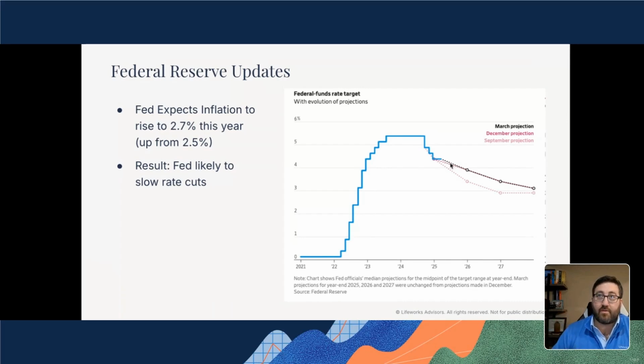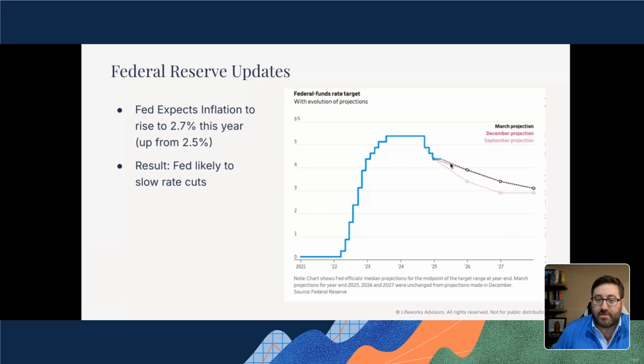One of the big updates from the Federal Reserve is that they didn't flat out come in and say, hey, we expect a recession in 2025, which some of the news articles out there may have you think. But basically, they did come out and say that they're expecting slower growth and a little bit more inflation coming in the future.